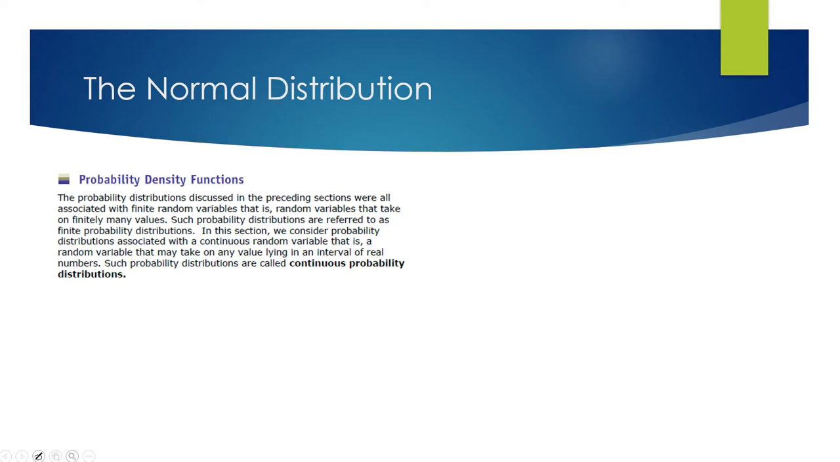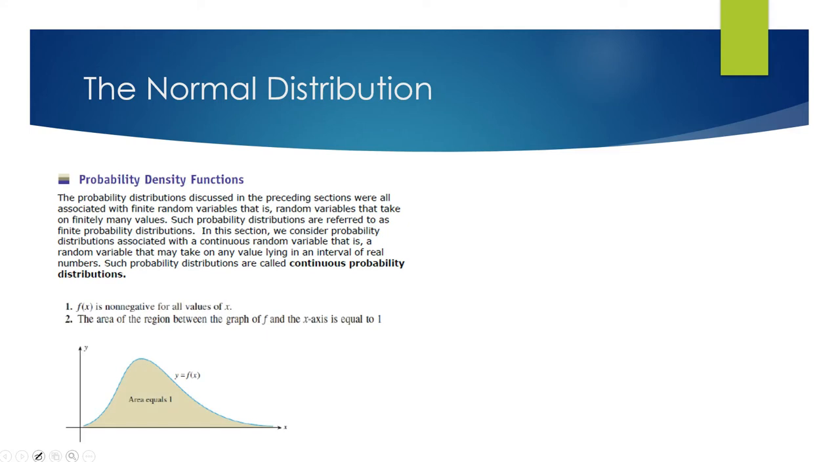Those are considered to be measurements as well, so they're continuous statistics. When we use a normal distribution, the probability is non-negative for all values of x, which is the same as it was before. The area of the region between the graph of a distribution and the x-axis is equal to 1. So essentially, we're going to be using methods that help us find the area underneath what we eventually call a normal curve. And that area should total 1.